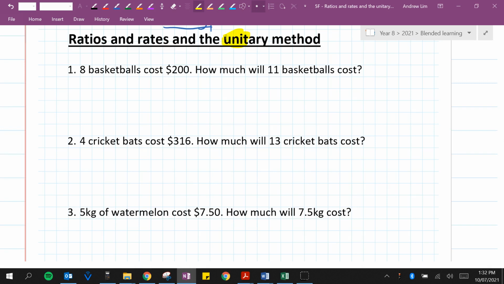So for example, here in question 1, we've got 8 basketballs cost $200. So we can have 8 basketballs equals $200. So we want to find 1 basketball. And then we can work out the cost of 11.